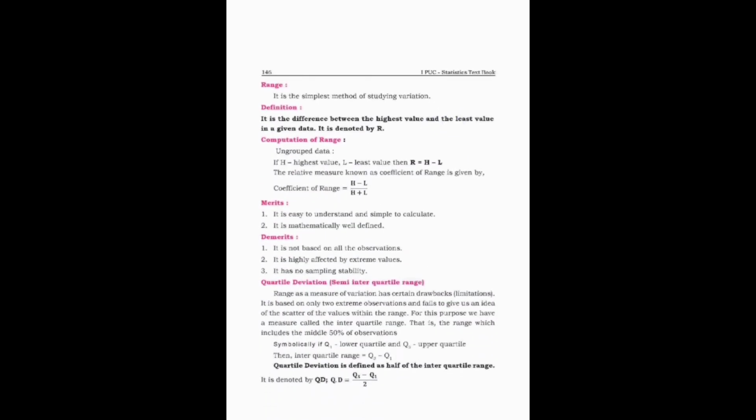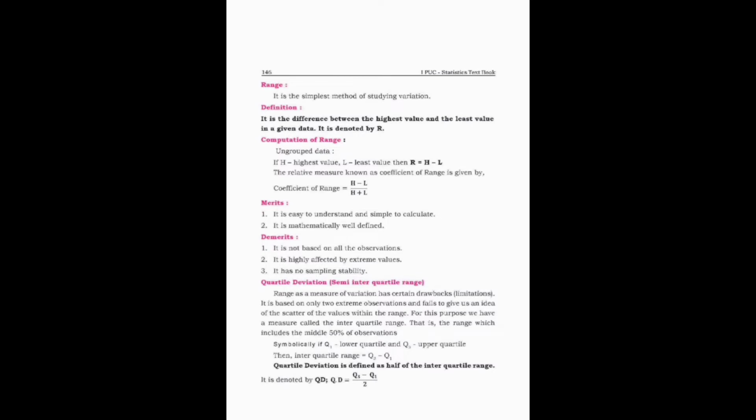Then what are the types of measures of variation? The measures of variation are the range, quartile deviation, mean deviation and standard deviation. The types of relative measures of variation are the coefficient of range, coefficient of quartile deviation, coefficient of mean deviation and coefficient of standard deviation. These are relative measures.